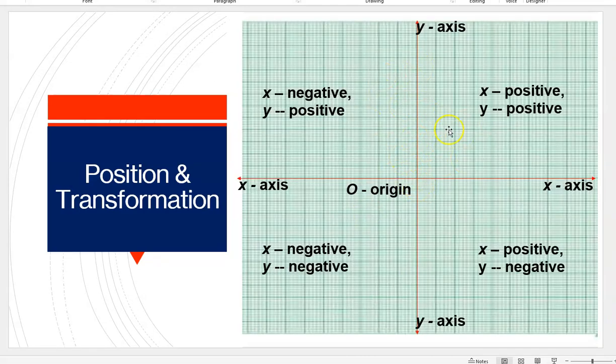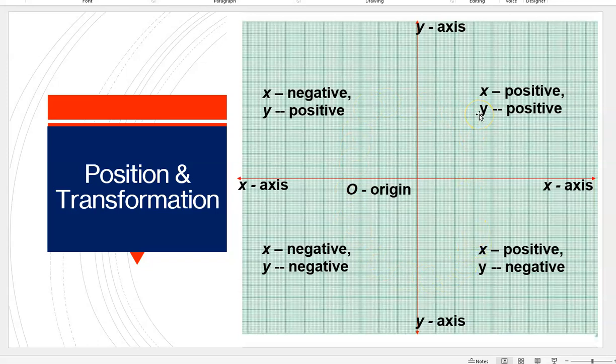As you can see here, this is called Cartesian plane or coordinate plane. X and y axes are called coordinate axes. In a Cartesian plane, it has 4 equal divisions by origin called quadrants. So we have 4: 1, 2, 3, 4. This is first quadrant, second quadrant, third quadrant, and fourth quadrant.